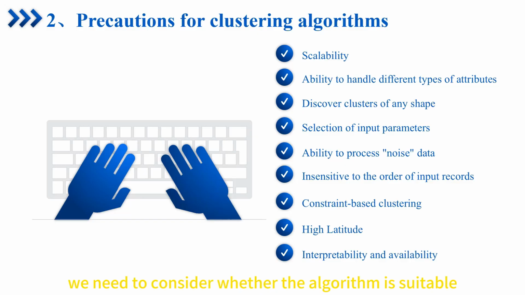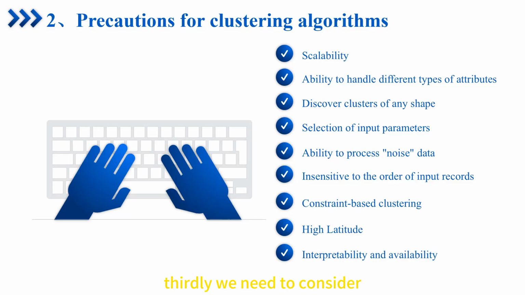Secondly, we need to consider whether the algorithm is suitable for the data type being processed. Most clustering algorithms are only suitable for numerical data. For category data, we need to consider data type conversions or choose a suitable algorithm.